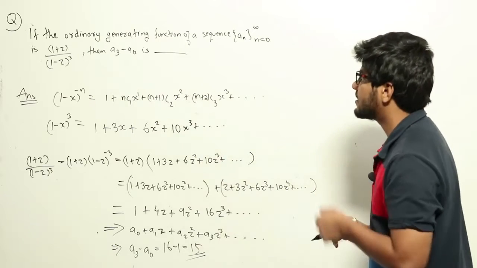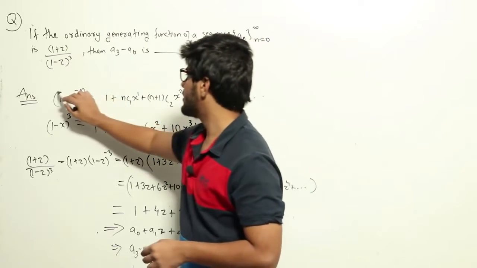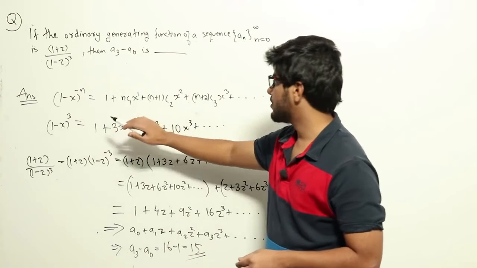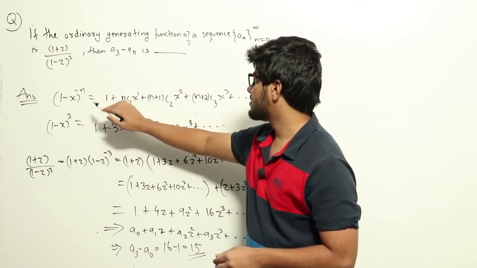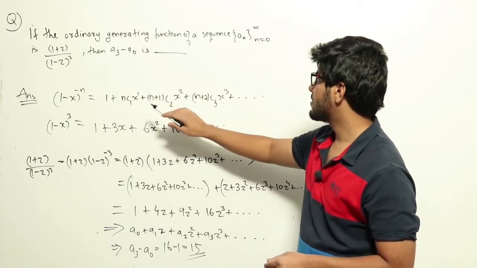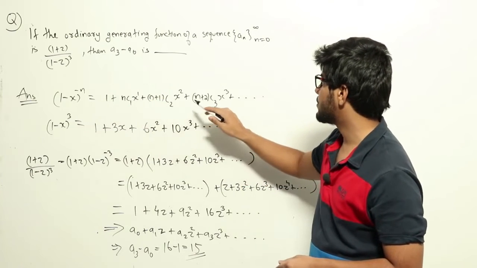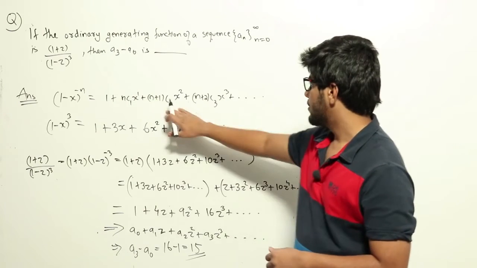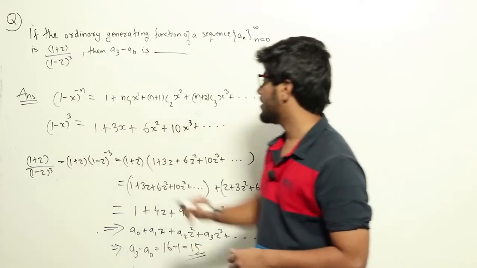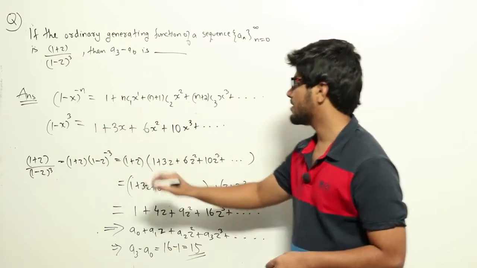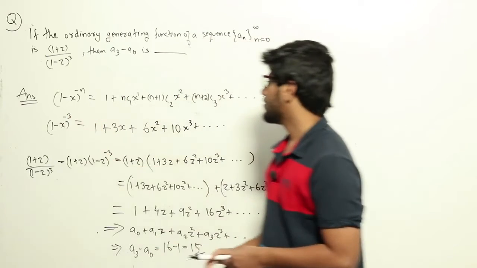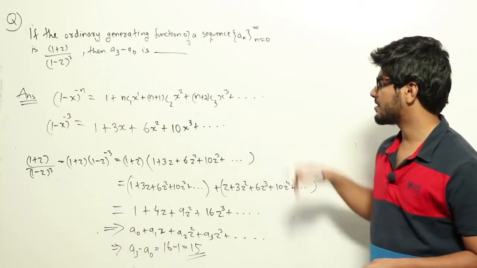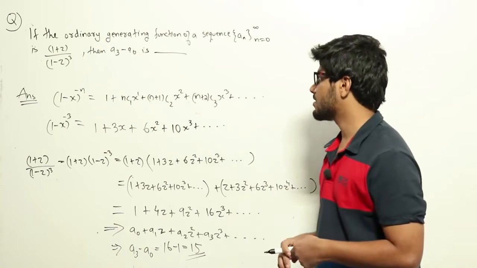So to answer that you need to know this combinatorial sequence. 1 minus x the whole raised to minus n, you need to know the expansion of this. 1 minus x the whole raised to minus n would be 1 plus nc1x plus n plus 1 c2 x square plus n plus 2 c3 x cube, etc. So if n is minus 3, I can rewrite it as 1 minus x the whole raised to minus 3 would be 1 plus 3x plus 6x square plus 10x cube plus etc. So now we can try to answer the question.